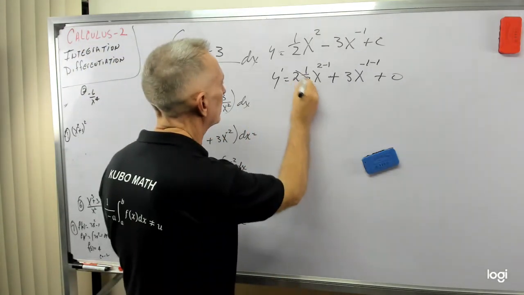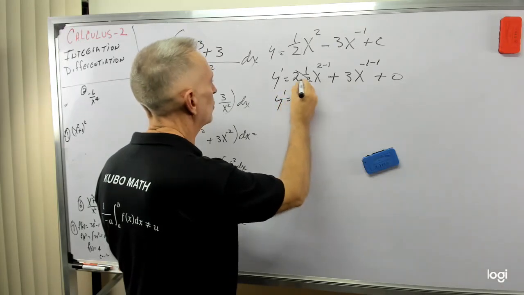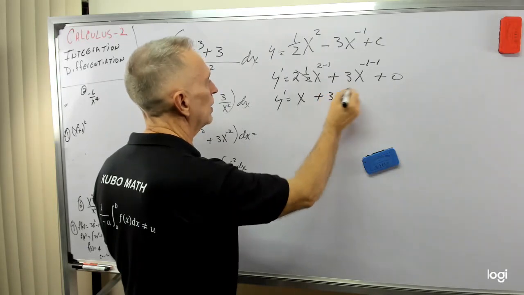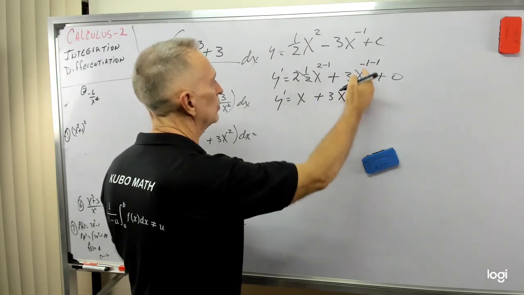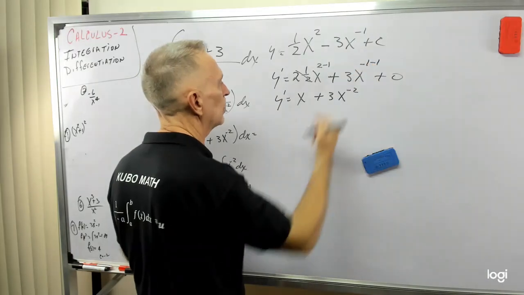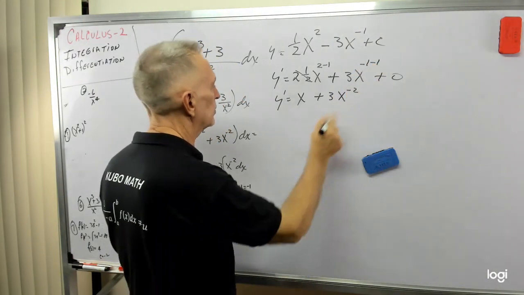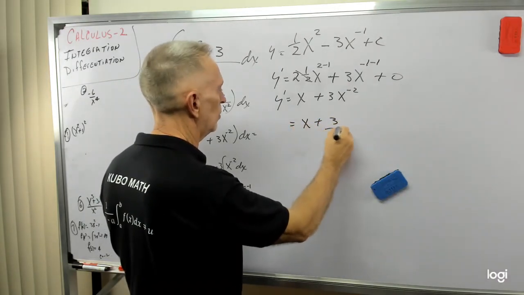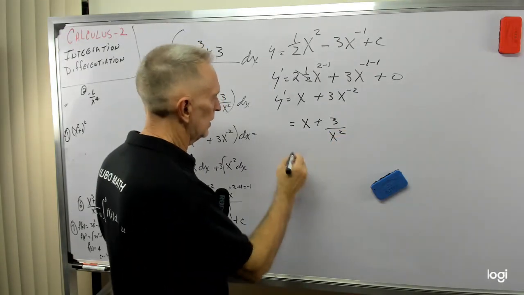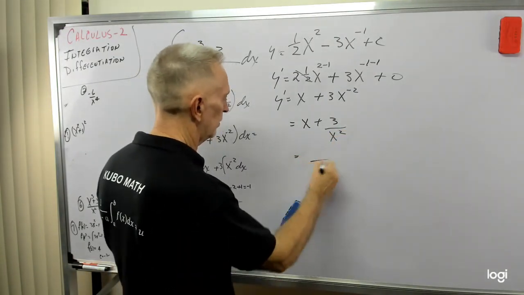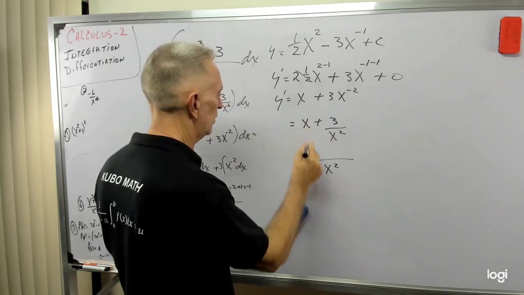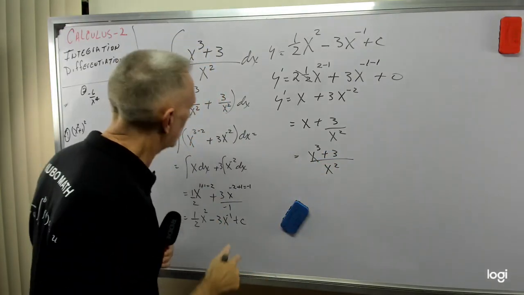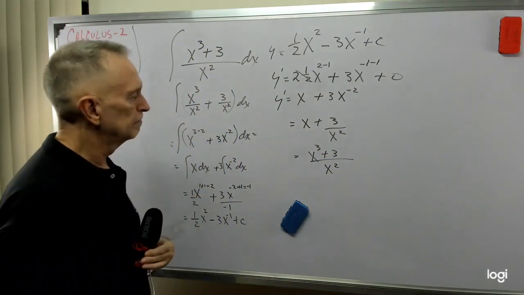So what do we have left here? We have y prime equals x to the first power plus 3x to the minus 2. Minus 1 minus a positive plus a negative, so minus 2 plus 0. And that is x plus 3 over x squared. If I get a common denominator of x squared, so multiply this by x squared, that's x cubed plus 3 over x squared, which is what we had.